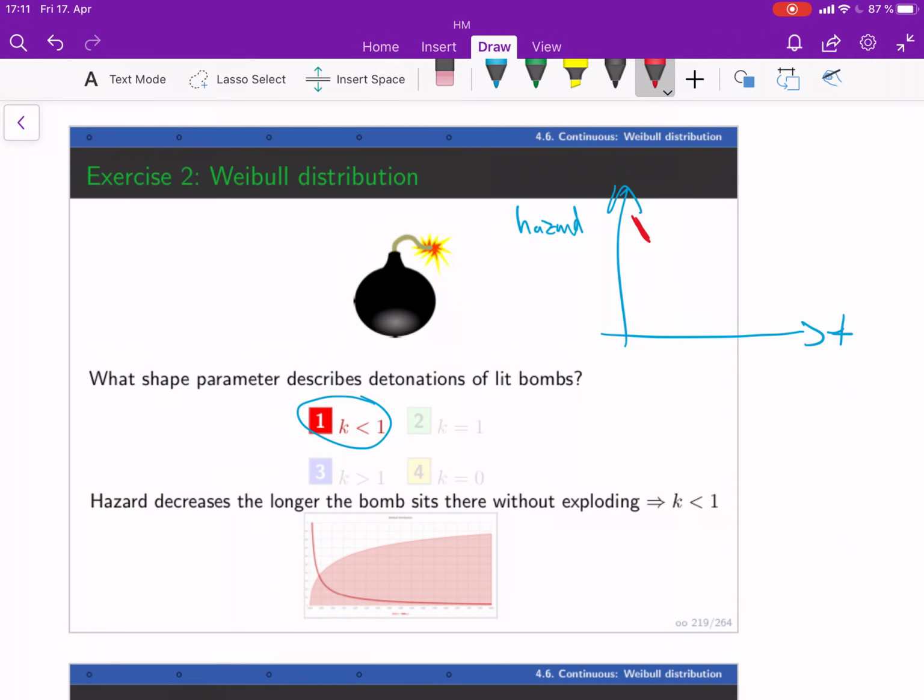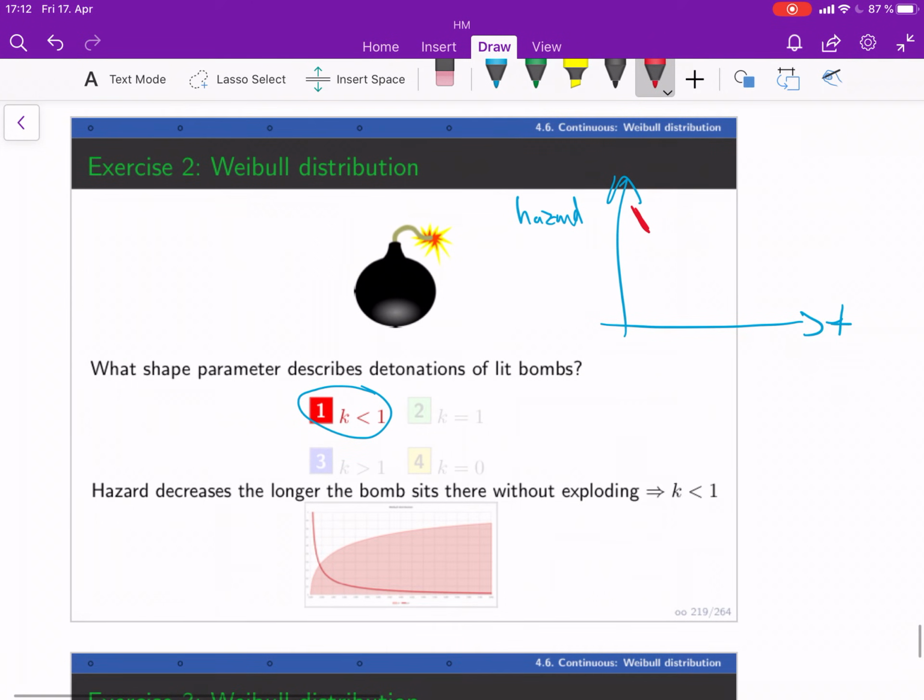But after your firework has been sitting there for a good 10 minutes and nothing has happened, I think we're good to say it doesn't work, or the fire has gone out or something, and then the chances that it still detonates are just really small. So I would see a decreasing hazard in this. Maybe Weibull is a bit too simplistic. Obviously, maybe we would also have an increasing bit at the beginning, but we can't model that with Weibull.